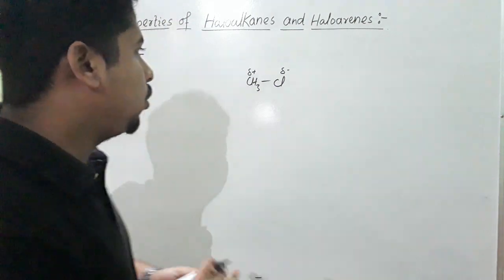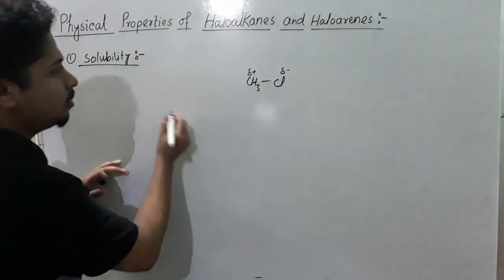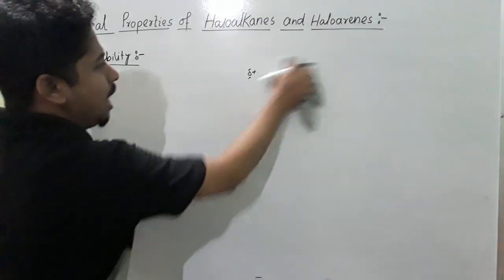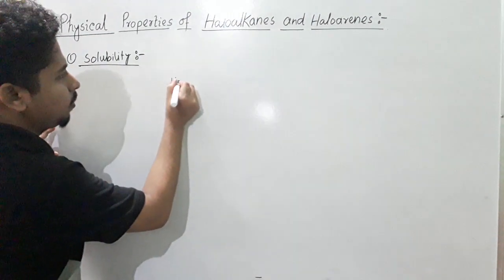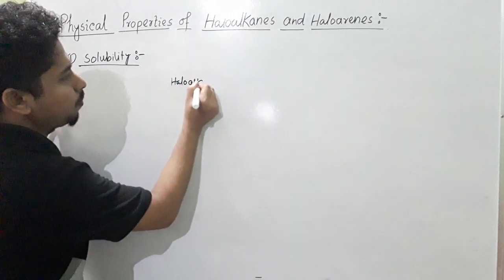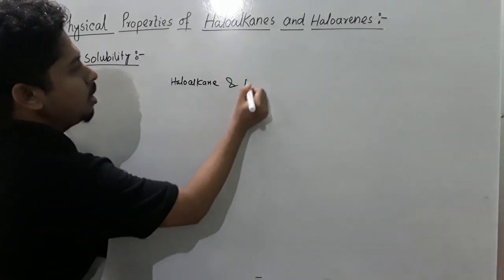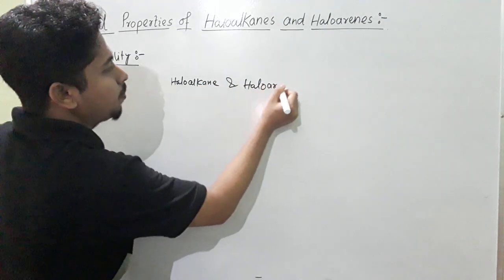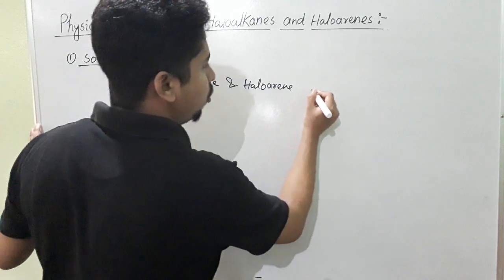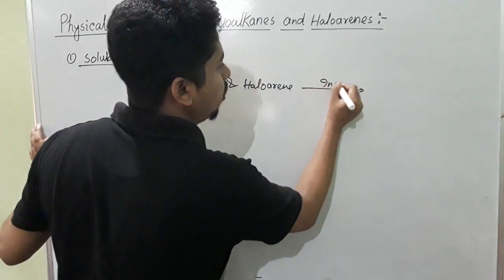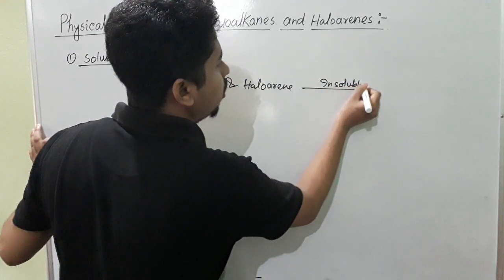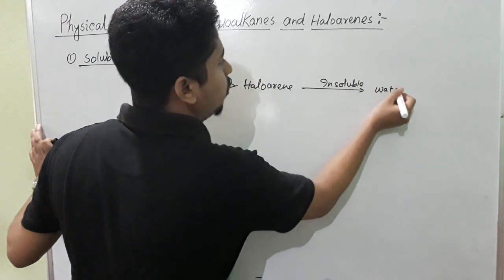So both haloalkanes and haloarenes are insoluble in water.